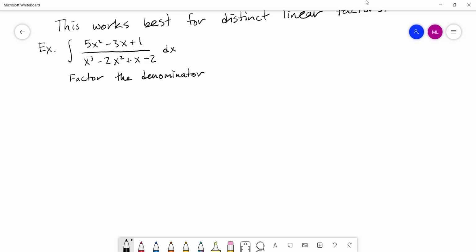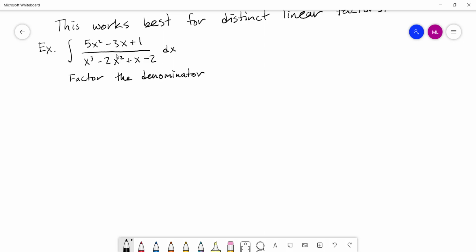And this one looks scary. I never like factoring cubics. Quadratics are not bad. I know how to factor quadratics. But cubics are a little scarier. But luckily, this one can be factored by grouping.